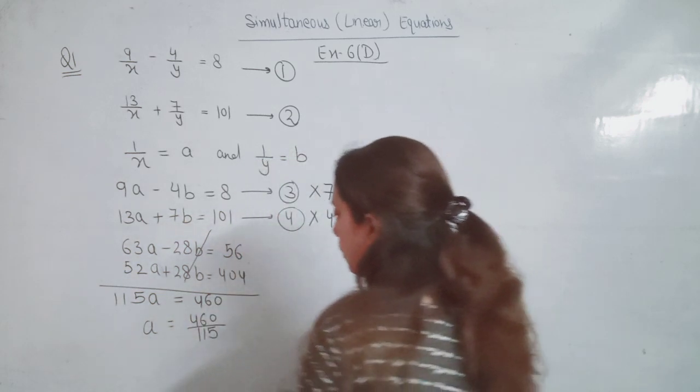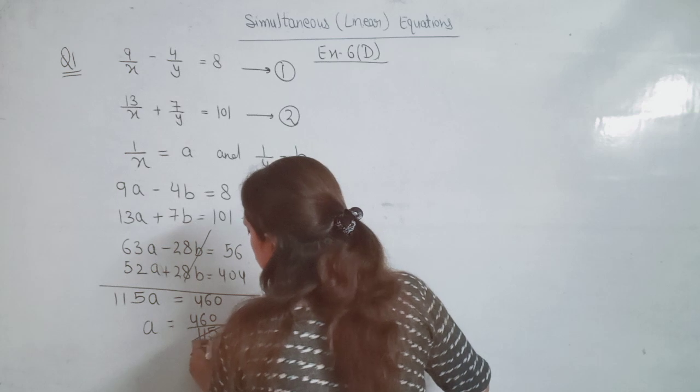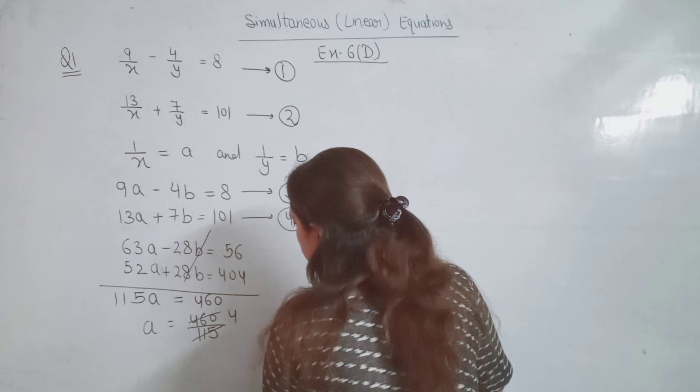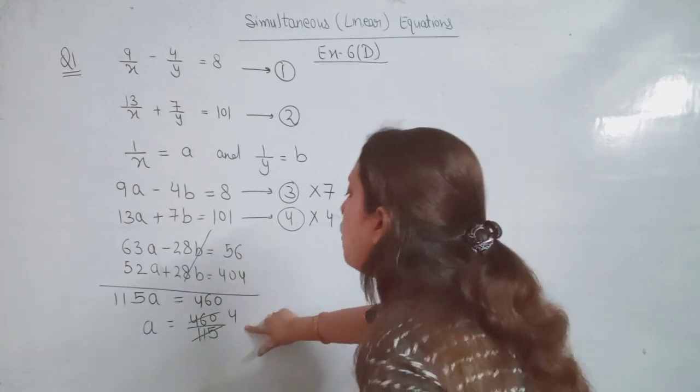So it will go 4 times. 115 into 4, yes, 4 times. So the value of a is 4.